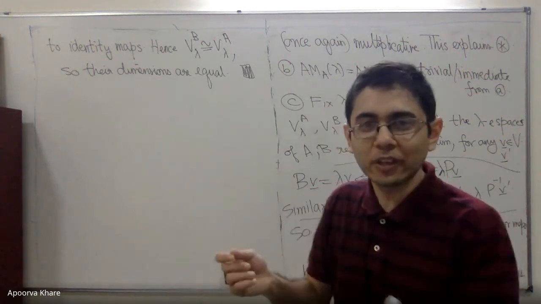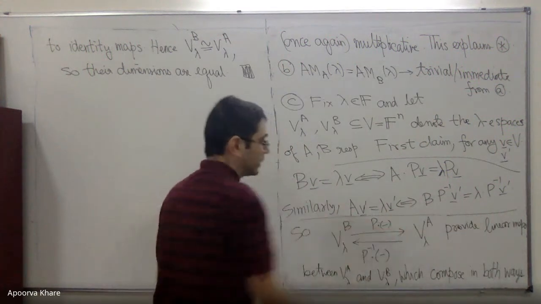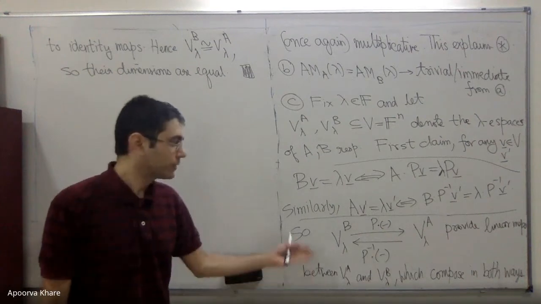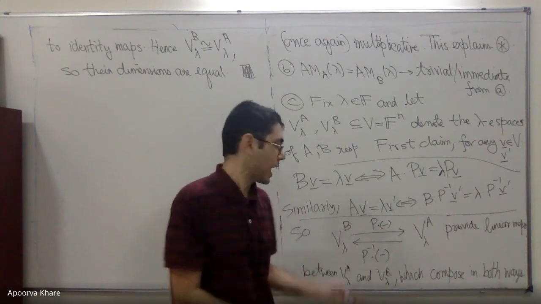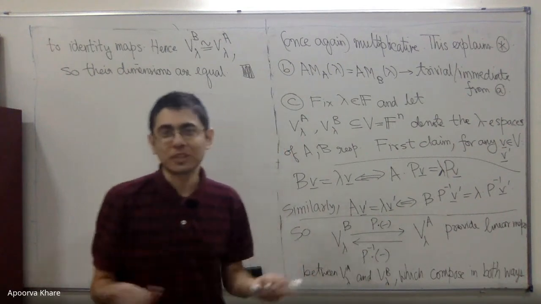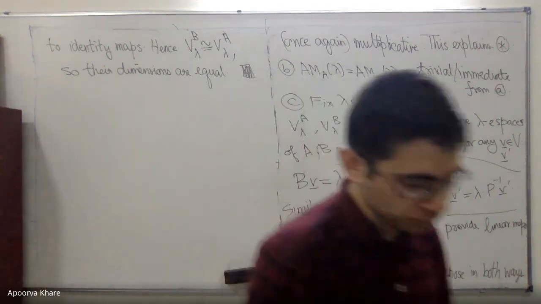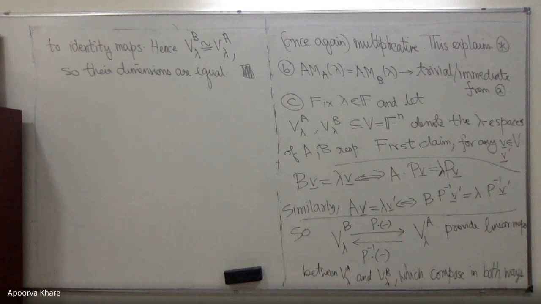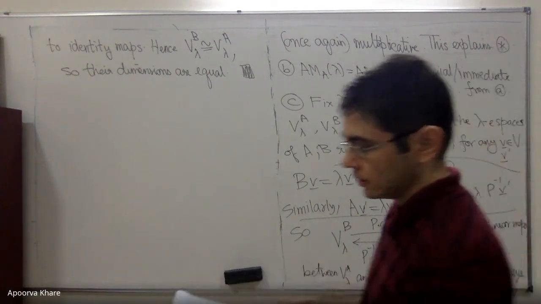You have actual linear isomorphisms between the eigenspaces themselves. And instead of telling you that the eigenspaces are the same dimension, I'm actually providing for you linear isomorphisms between them. So of course they are the same dimension. That's the proof. Okay, what next?